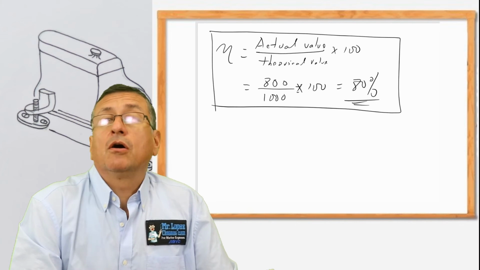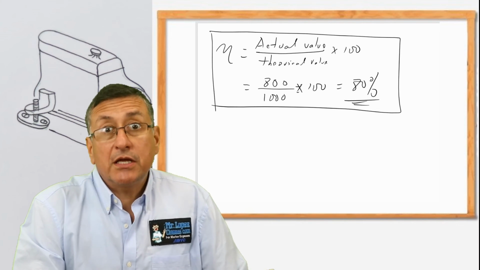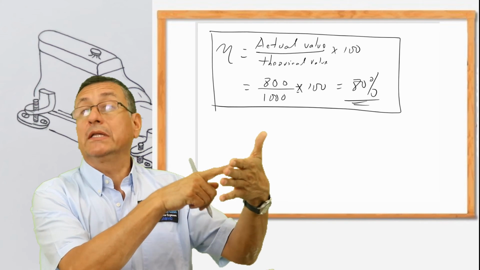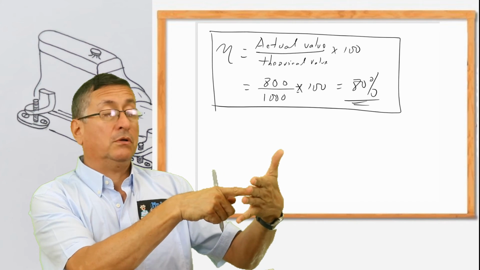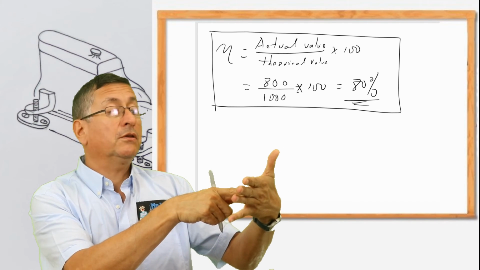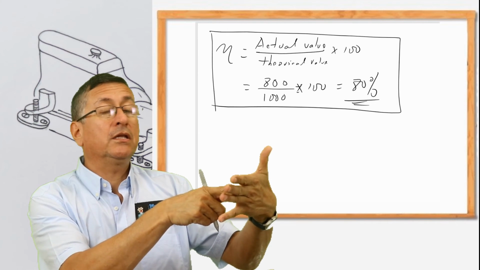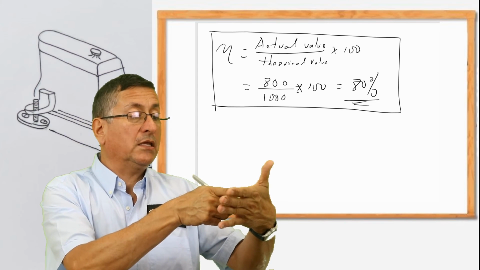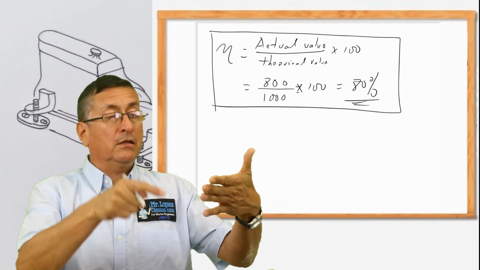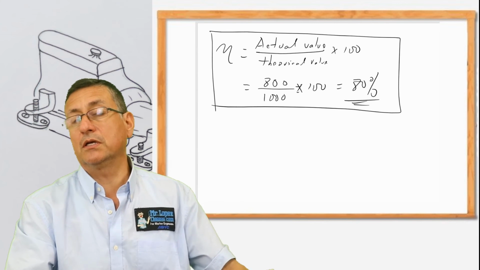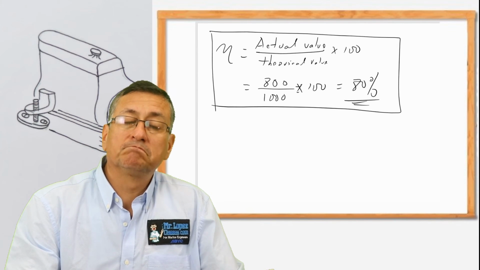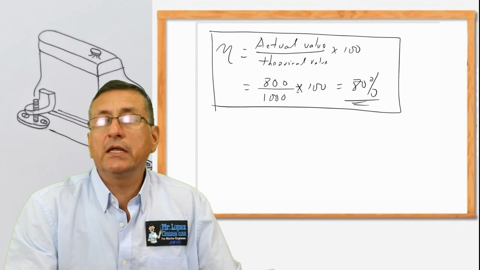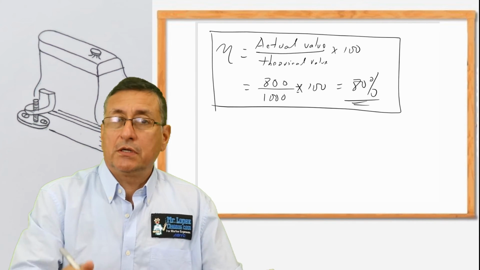Alright? I want to calculate the thermal efficiency of this engine. Okay, let me check in the manual. The ideal operational temperature of this engine is 180 degrees. My engine is working in this moment at that temperature. I divide the actual by the theoretical times 100, and this is the thermal efficiency.